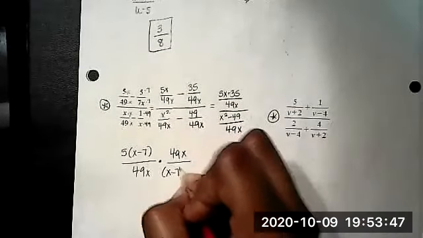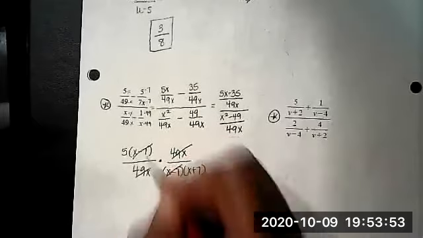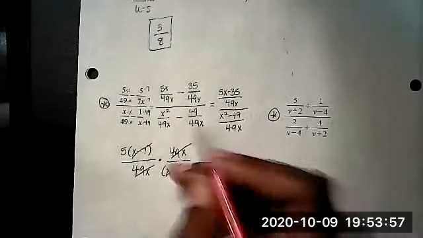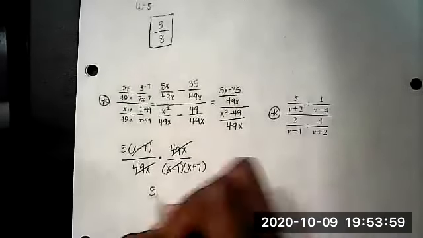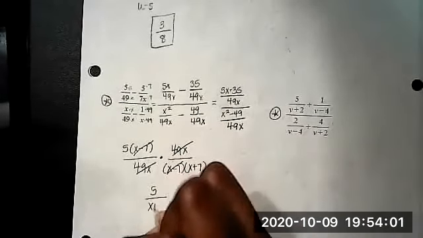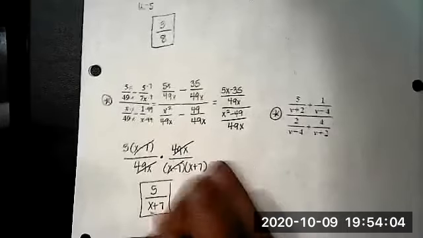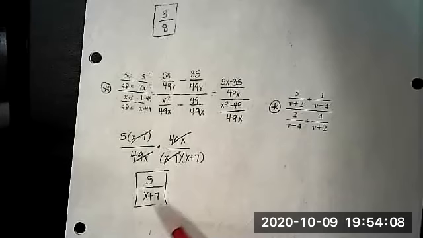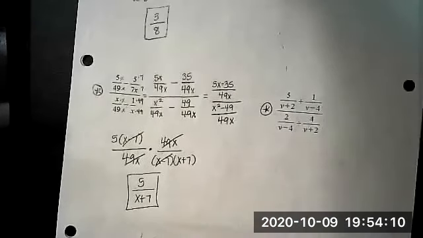Okay, looks like the x minus 7 is going to cancel out. 49x's are going to cancel out. Okay, what is left over? 5 over x plus 7. Okay, exclusion is x cannot be negative 7 there. X cannot be negative 7 because it would make the denominator 0. That's our answer.